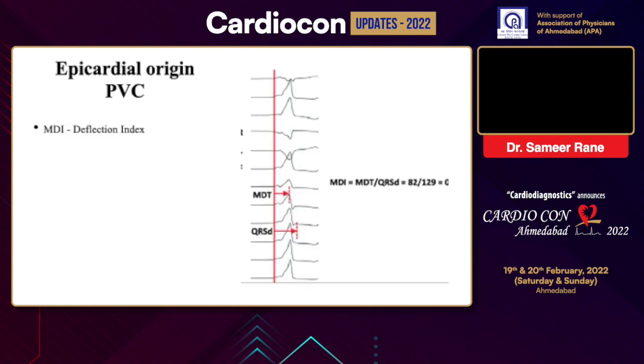The maximal deflection index is the interval between the earliest ventricular activation and the maximum deflection in each precordial lead. Taking the shortest interval, it is divided by the QRS duration. An MDI of greater than or equal to 0.55 had a high sensitivity and specificity to identify an epicardial ventricular tachycardia origin in patients without structural heart disease.